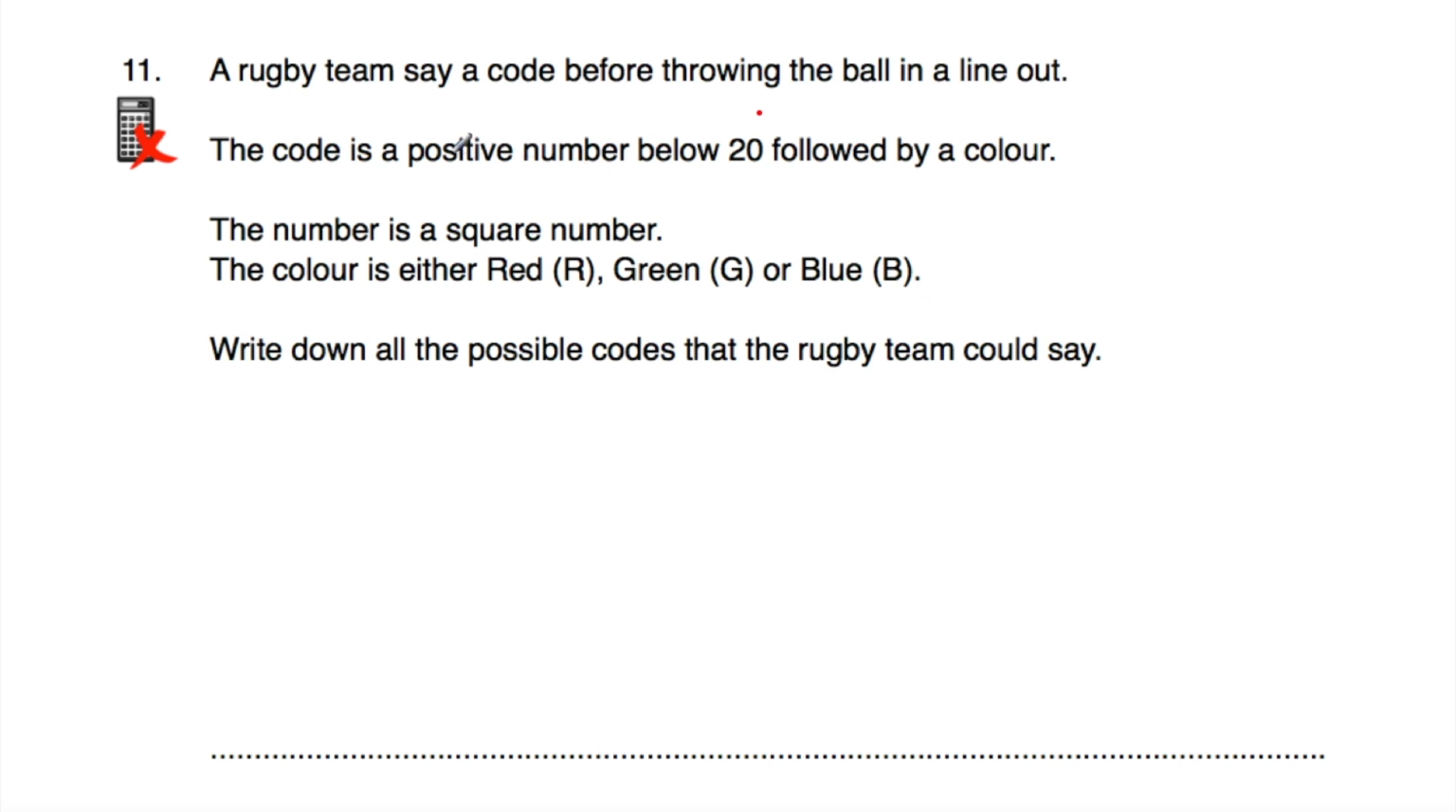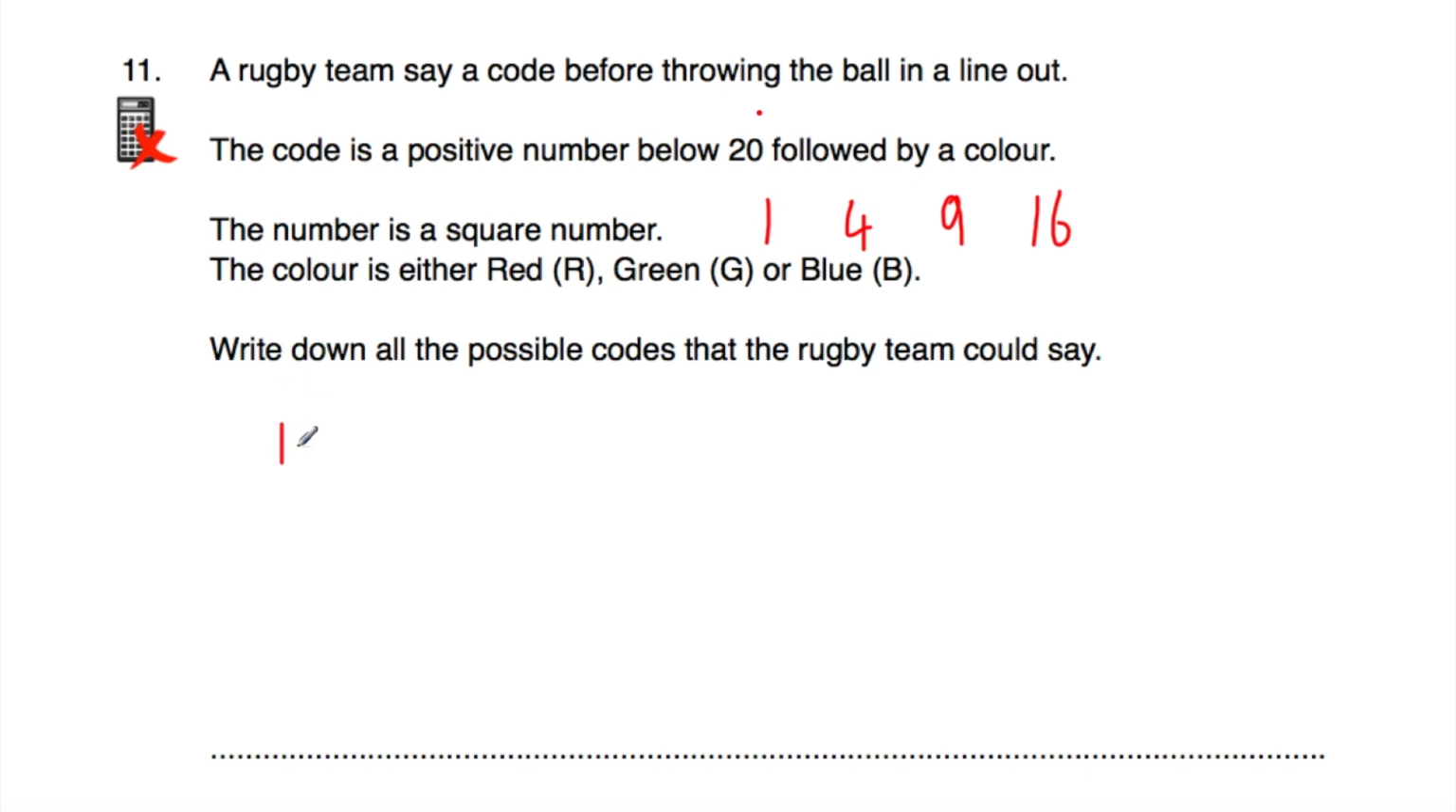So let's consider the number is below 20 and it's a square number. So the square numbers below 20 would be 1, because 1 times 1 is 1. 2 times 2 is 4. 3 times 3 is 9. And 4 times 4 is 16. 5 times 5 is 25, and that's not below 20. So the square numbers below 20 are 1, 4, 9 and 16. And then there's a colour, which is red, green or blue. So there's a number and then a colour.